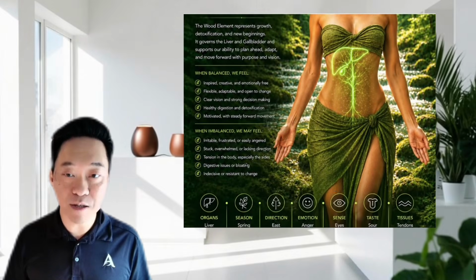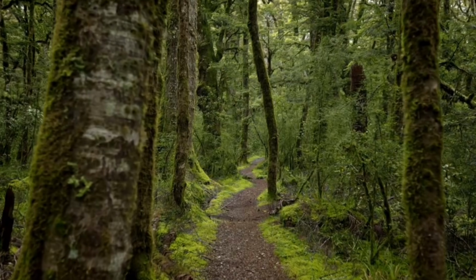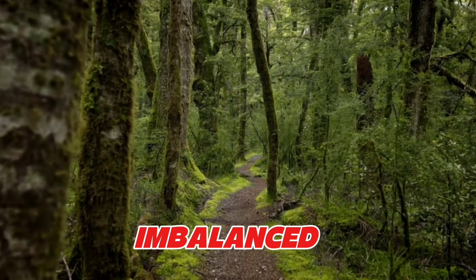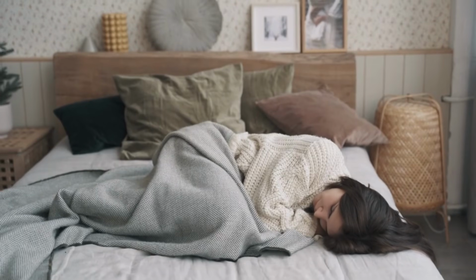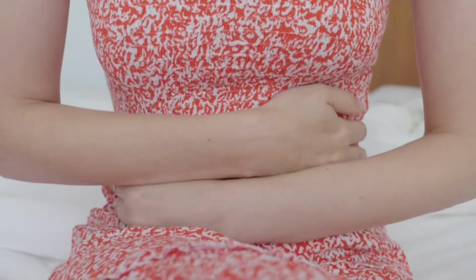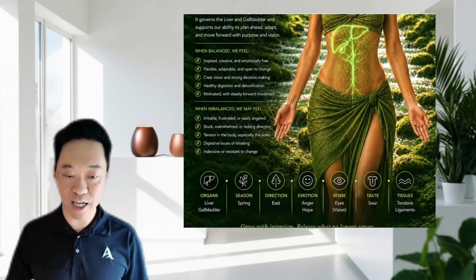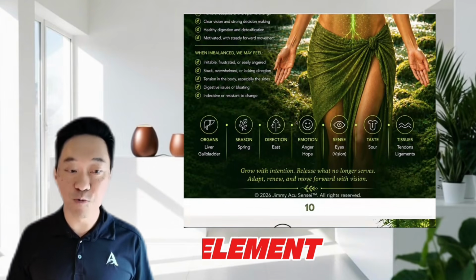When your wood element is imbalanced, you're going to get irritable. You're going to get frustrated, easily angered. You're going to get stuck. If you feel you're overwhelmed all the time, it could mean that your wood element is imbalanced. You feel like you have lack of direction in your life, tension in your body, especially the sides of your body, digestive issues, bloating, indecisive, or resistance to change. This all relates to your wood element.